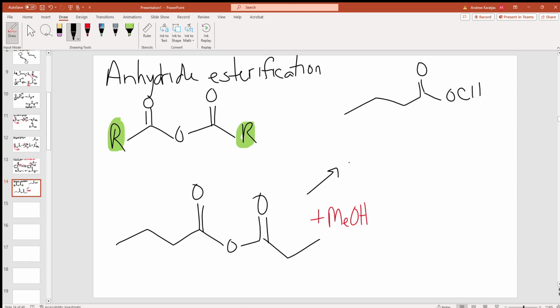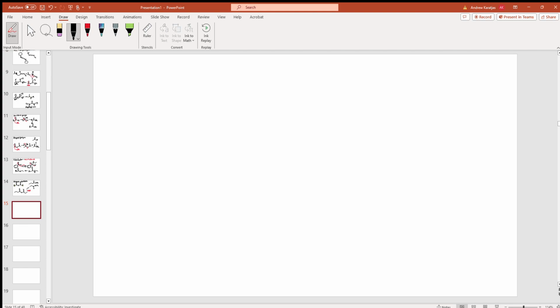And there's every reason to expect that we could get a mixture of two different products. And that's not ideal for most reactions. So generally we'd like to pick this reaction in such a way that we get just a single product. And as we said, that's not a problem here. We just need to make sure we choose a symmetrical anhydride.